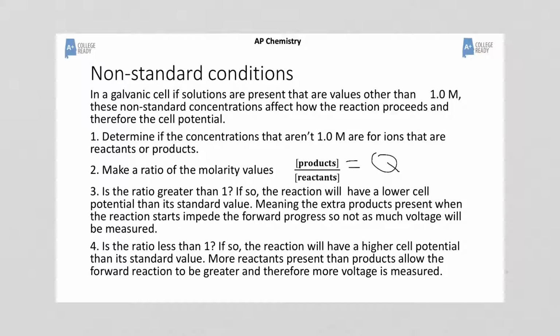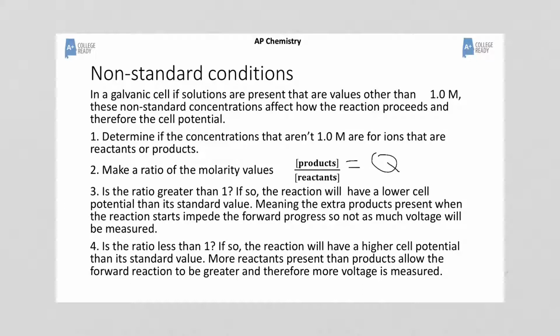If the ratio is greater than 1, this is saying that there are more products in the solution than reactants, so the non-standard cell potential will be lower than the standard cell potential. Those extra products are preventing the reaction from going in the forward direction like it normally would have. So the measured voltage would be less.